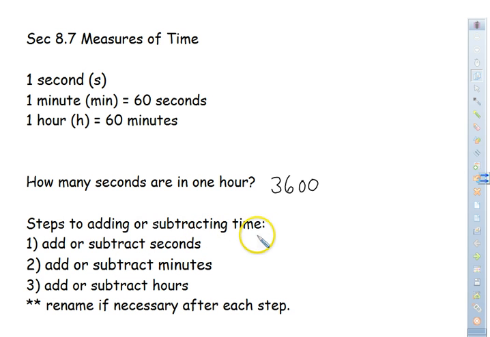Now the steps to adding or subtracting time is simply work backwards. So you're going to add or subtract the seconds, then you're going to add or subtract the minutes, then add or subtract the hours, and rename if necessary after each step. Now I'm going to show you what renaming is, and again, renaming always refers to subtraction when you're renaming for the most part. Now in this case, renaming is going to be more like simplifying with our addition. So I'll show you what that is on the next few problems. If you don't have this written down, please hit pause and do so.